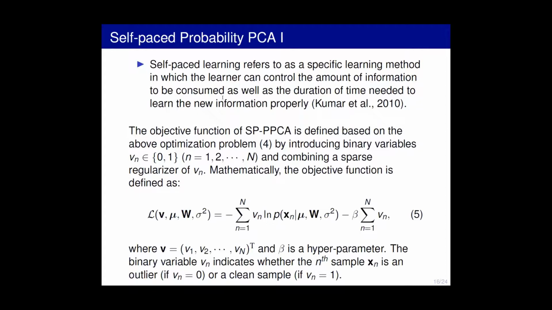So how do we implement that? We do that through this beta and Vn. Later we'll talk about the algorithm. Beta will change during the process. It's not fixed. So this is the idea. The main idea is to introduce this binary variable.